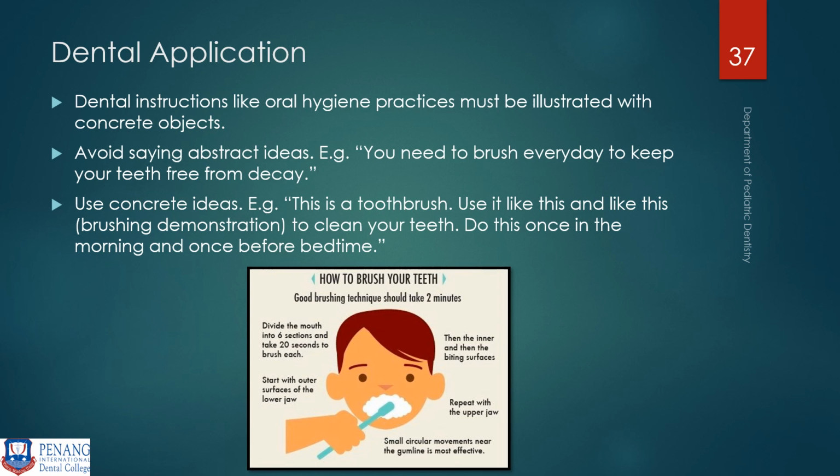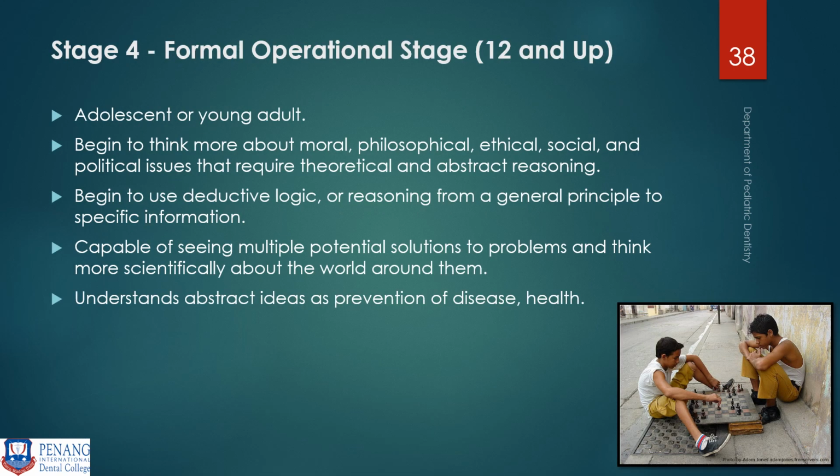So this is very clear cut, understandable, and illustrated, so that they can remember, and then these are things that they can do. For example, here I've shown in the picture, this would be an ideal oral health brochure for a child in this particular age group. So you must remember these things. Let's see the next stage. The last stage of this is your formal operational stage, and it lasts from 12 years and above. All right, so you see this young adult sitting there and playing chess.